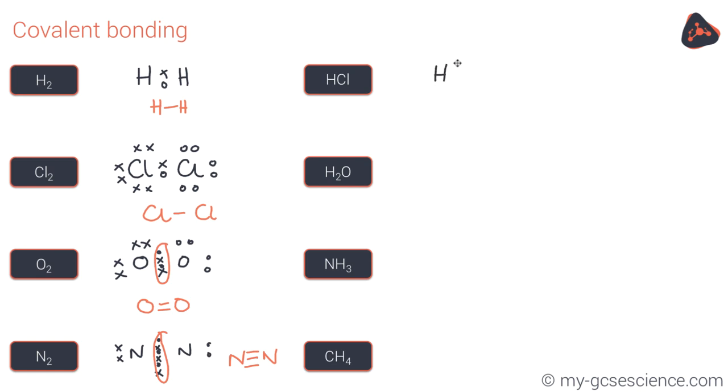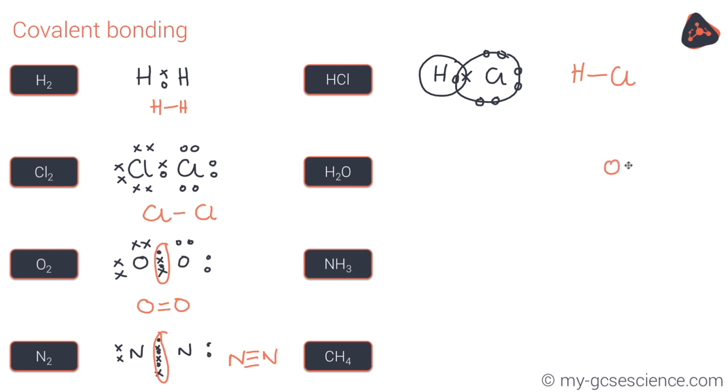As before, the hydrogen has 1 electron in its outer shell, but the chlorine has 7 in its outer shell. Both need to share 1 electron so that they can get their full outer shell of electrons. So they share 1 electron with each other, forming 1 shared pair of electrons, 1 covalent bond.